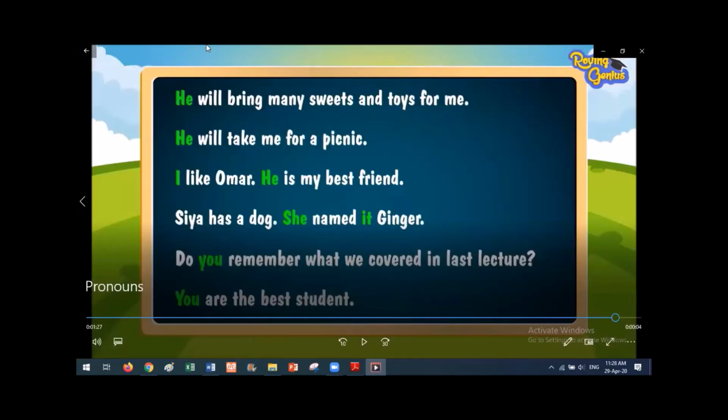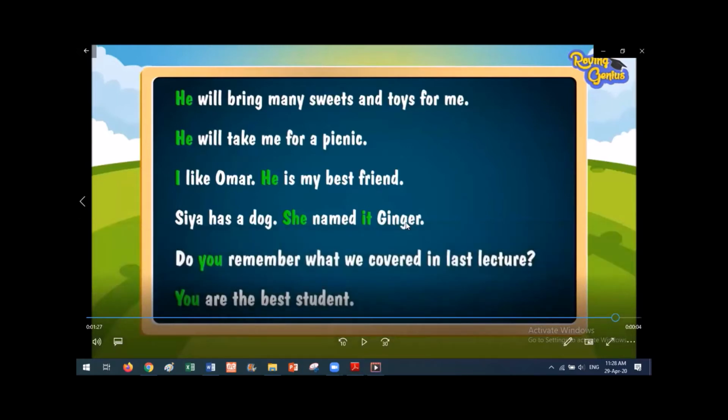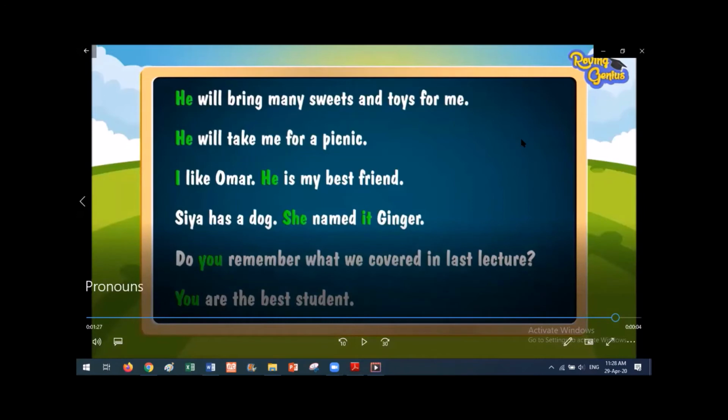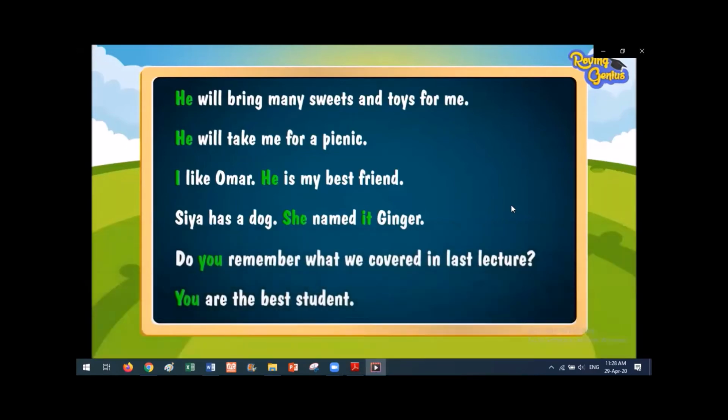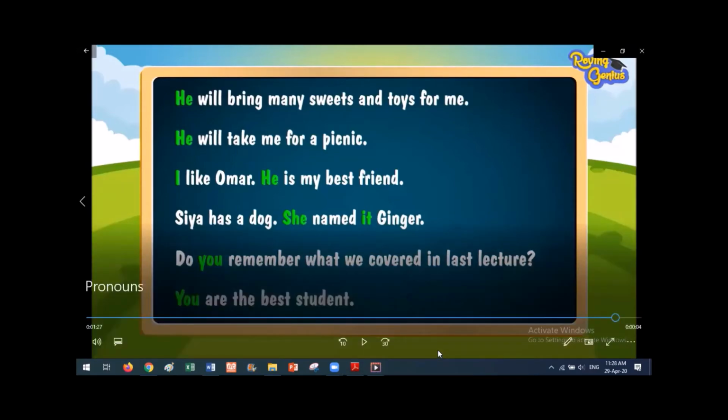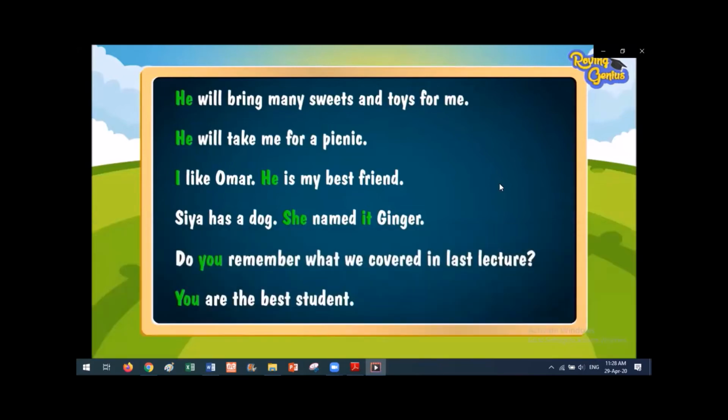Now, I want you to do the opposite. He will bring many sweets and toys for me. I want somebody to change the pronoun to a name instead. Have a look at Lily. Hello, Lily. I will choose a name. Okay, who is he? Who's going to bring many sweets and toys for you? Ahmed. So read the whole sentence for me, Lily. Ahmed will bring many sweets and toys for me. Bravo, Lily. Thank you.